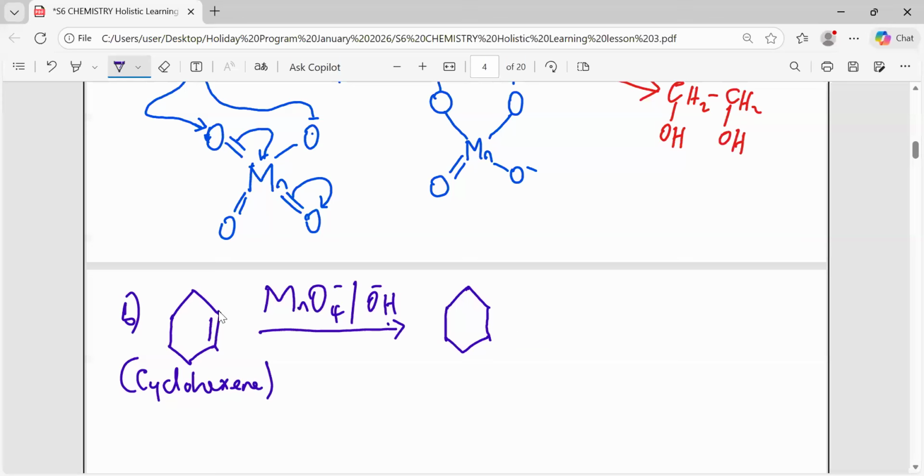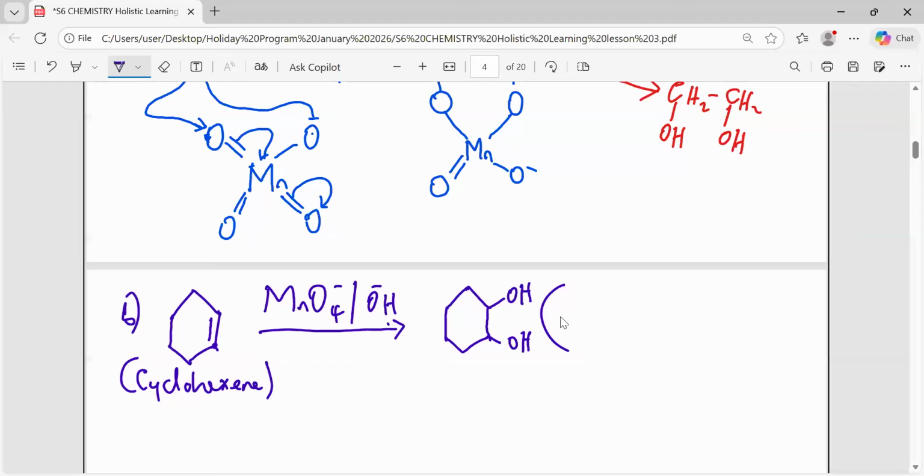So this is carbon atom number one, this is the second carbon atom. The carbon atoms with the double bond are the ones which are going to have the hydroxyl groups, and then we form a diol. Which diol is this? What is the name of this diol?